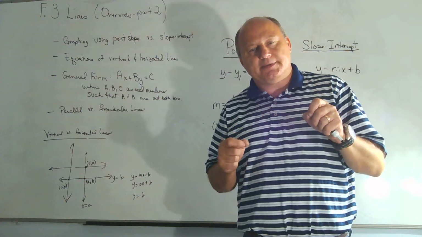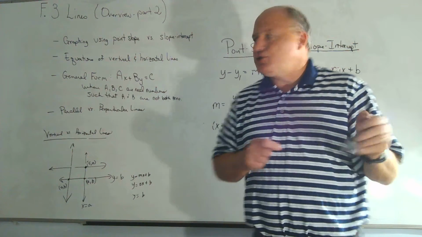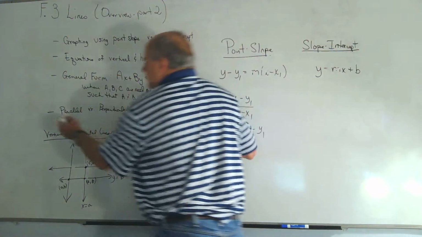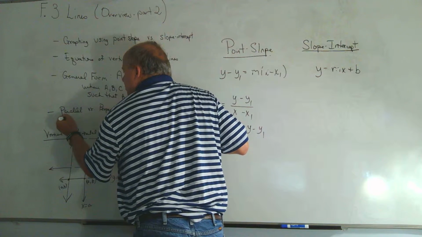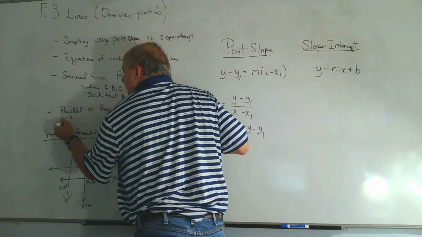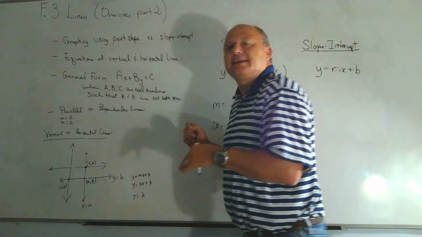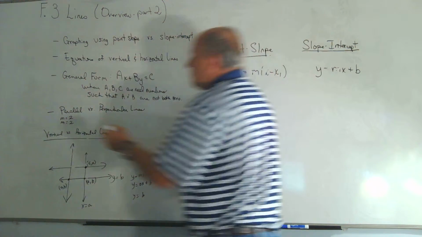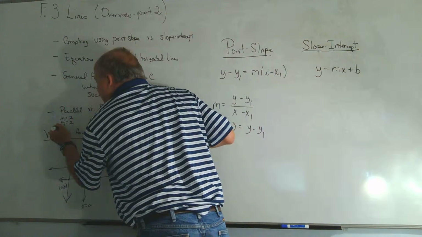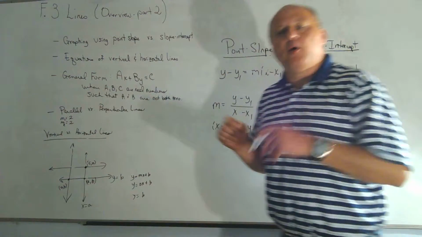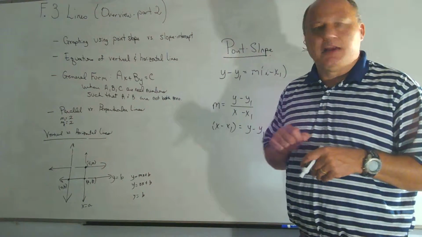They have to be opposites and reciprocals. So parallel lines is if this one is 2, then this one has to be 2. They have to be the exact same number. So the slope of line 1 is 2, the slope of line 2 has to be 2. They both have to be the same number.